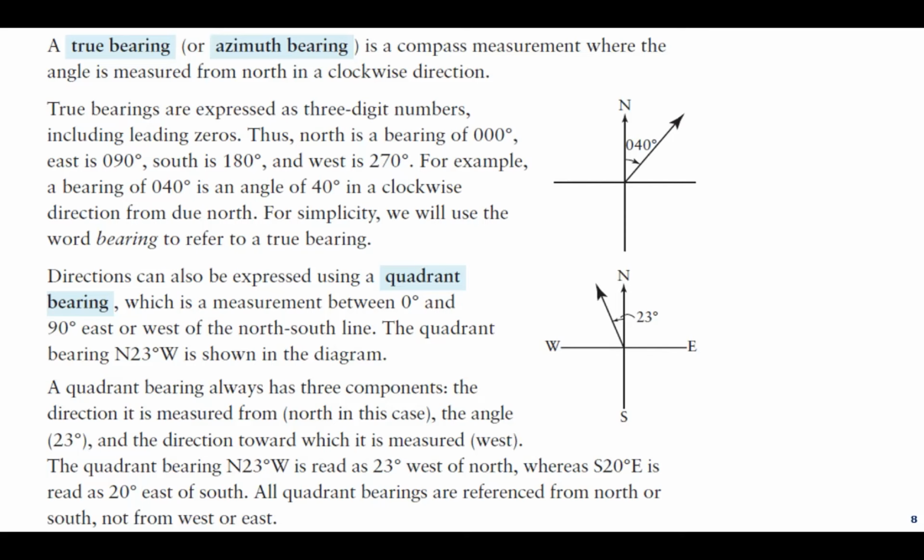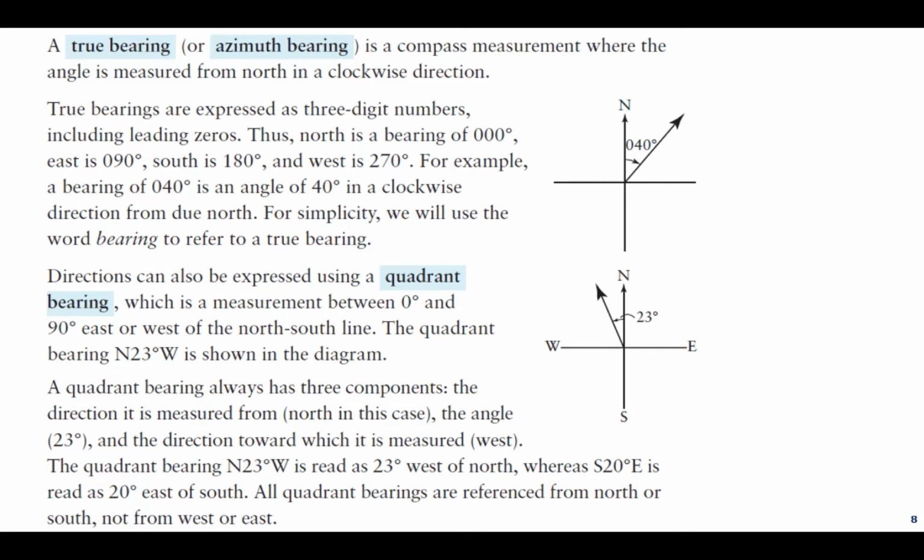Another type of bearing is called quadrant bearing, which is a measurement between 0 and 90 degrees east or west of the north-south line. The quadrant bearing N 23 degrees west is shown in the diagram here, which is read as 23 degrees west of north. The quadrant bearing always has three components. The direction is measured from north in this case, the angle, which is 23 degrees in this case, and the direction toward which it is measured. In this case, it's west.